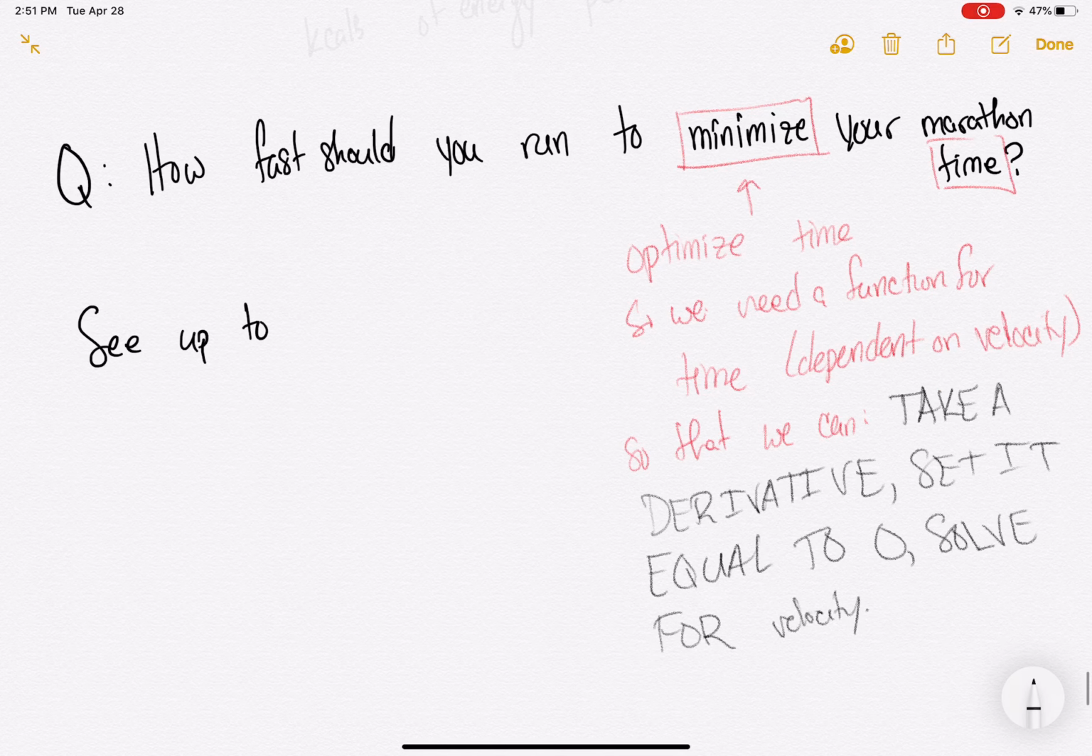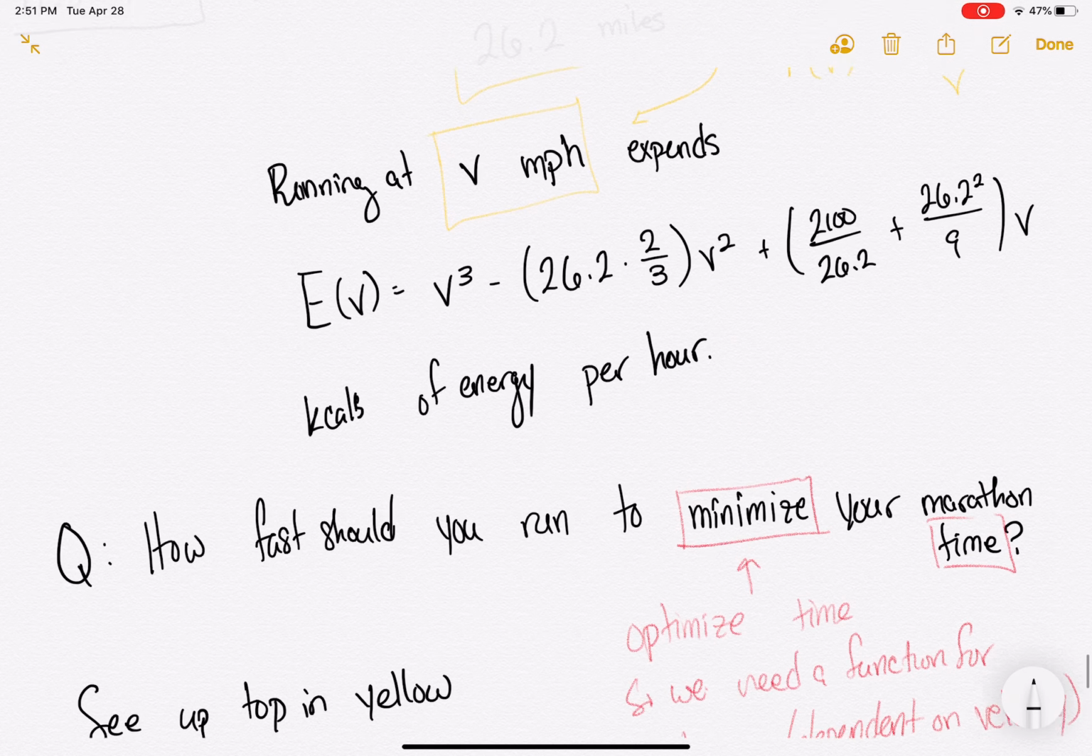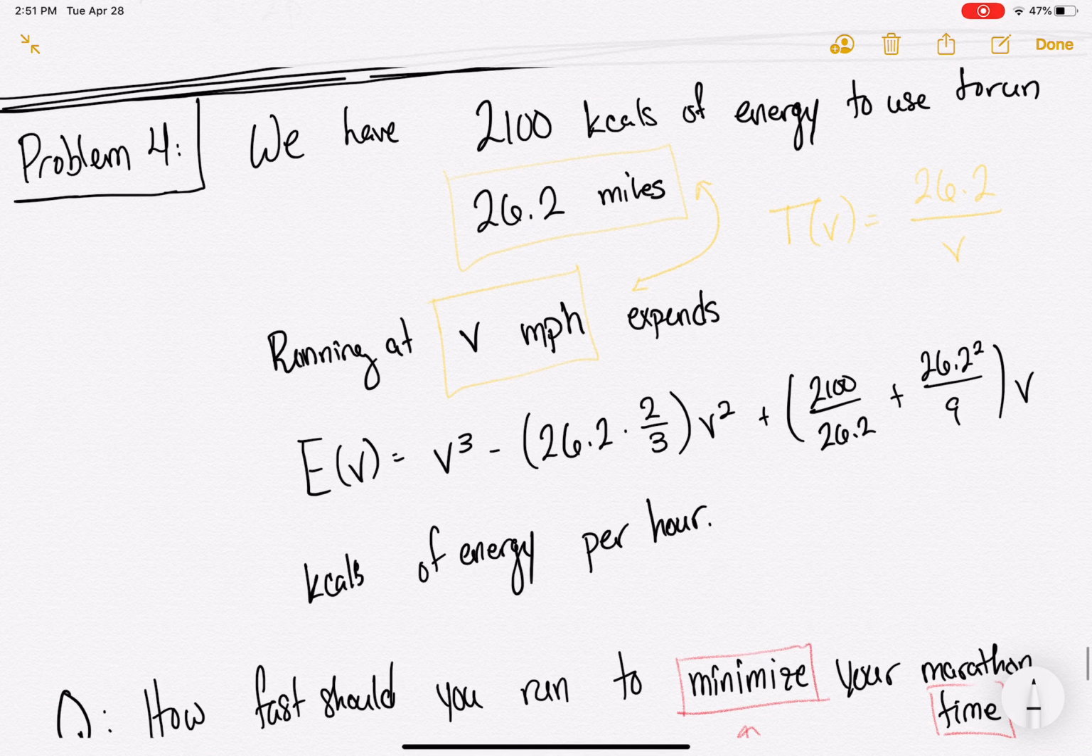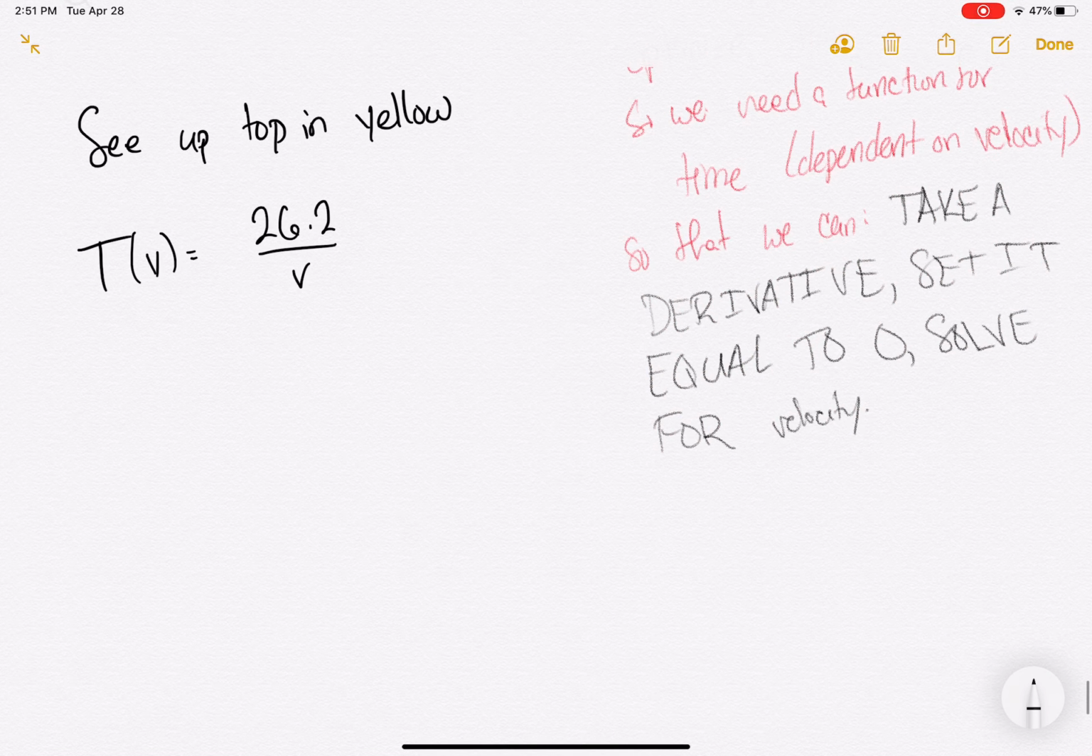So I'll say C up top in yellow. Time, dependent on velocity, 26.2 divided by v. And all of a sudden, people are starting to freak out because we haven't used E yet. Let's just work with this for now.